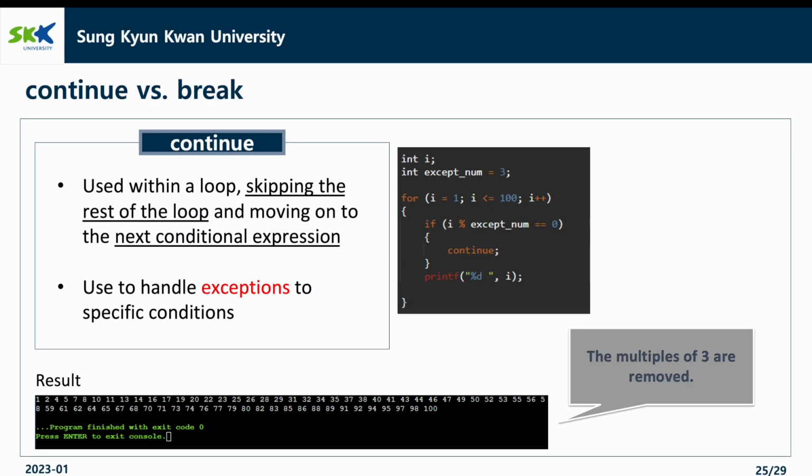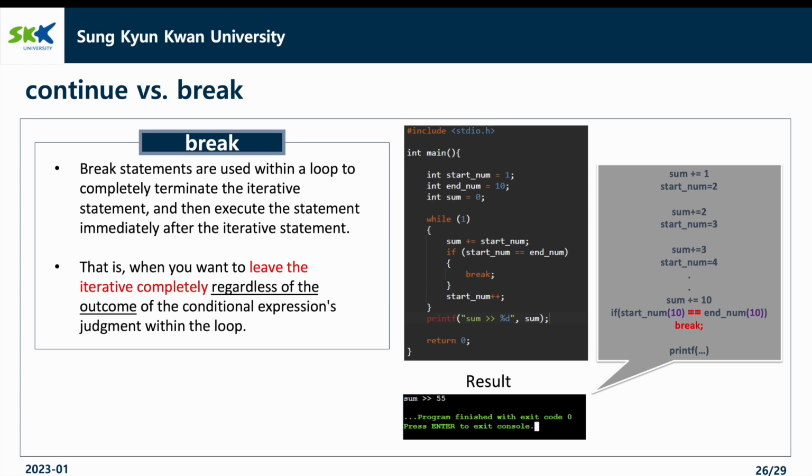First, continue statement is used within a loop, skipping the rest of the loop and moving on to the next conditional expression. It is used to handle exceptions to specific conditions. The for statement in the example is repeated for 100 or less, with I increasing by 1, starting from 0. In this case, if I is divided by the exception number and the remainder is 0, the printf statement below is not executed by facing the continue statement, so this example is an example of outputting only numbers that are not multiples of the exception number.